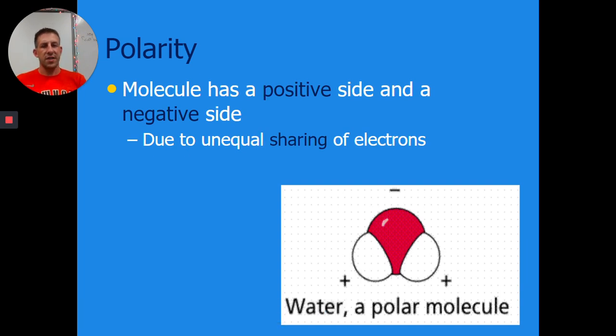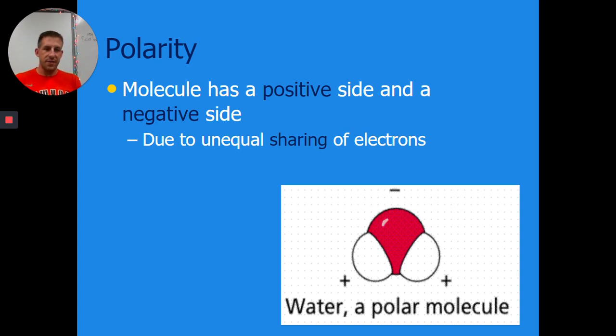And I know this is kind of a silly thing, but we call this a polar molecule because it has two different things going on. It's got two different poles. Think about the north end of a magnet and the south end of a magnet. It's got polarity. Magnets have poles, the north pole and the south pole. You can think of it that way if you want.